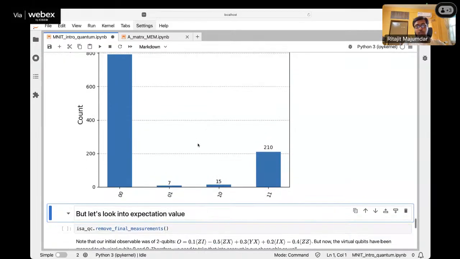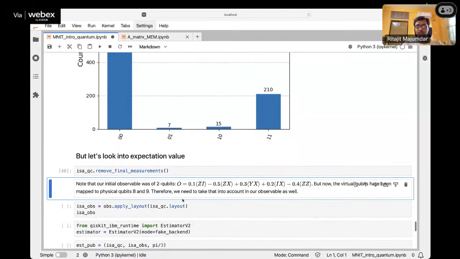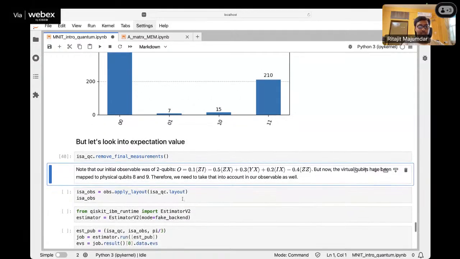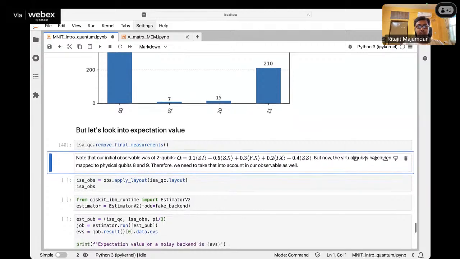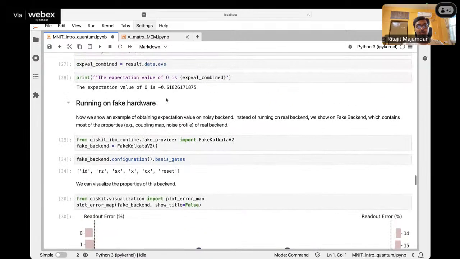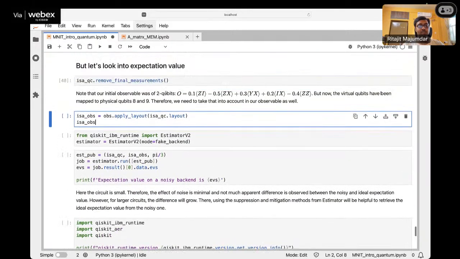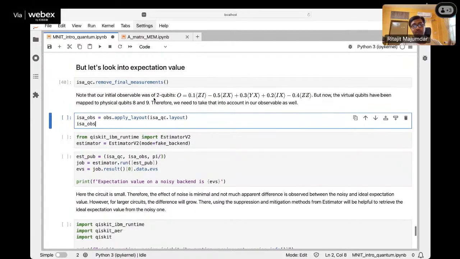But let's look into the expectation value calculation. Again, I am going to remove my final measurement because the estimator will take care of which rotations to put, how many circuits we need and everything. So this was the actual observable that we measured here, and we got the value to be minus 0.61, something like this. Let's do the same thing, but just one, this is very important.